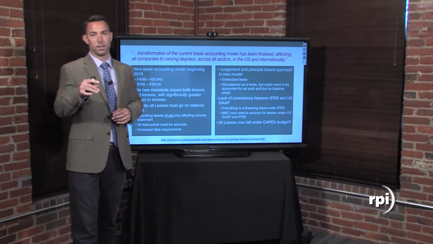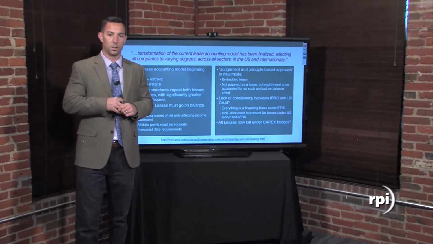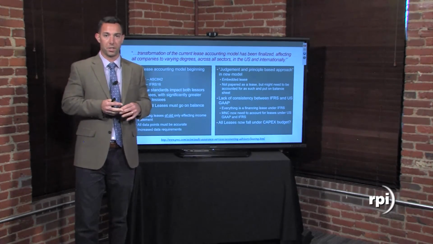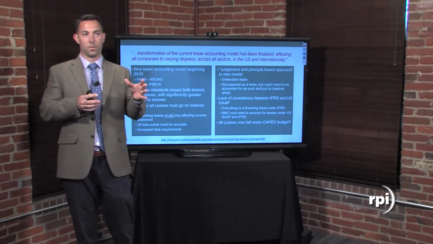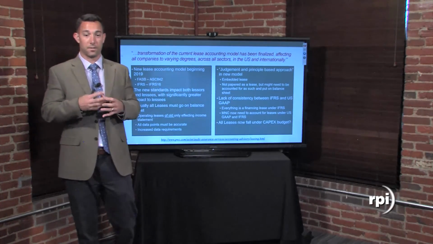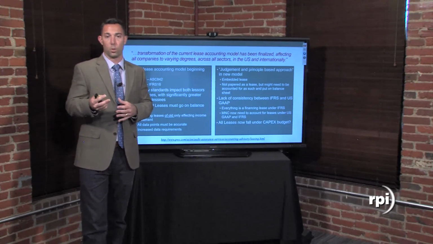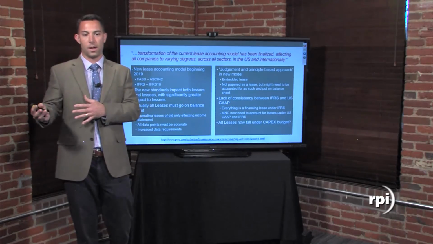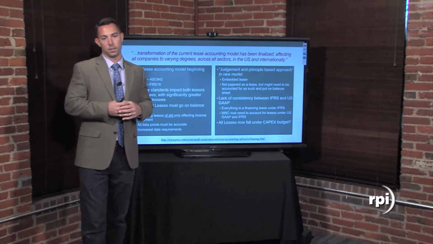There's a lack of consistency, though, between the way that the IFRS and the U.S. GAAP account for things. So if you are a multinational corporation, you might have additional lease work. Under IFRS, everything is a financing lease, whereas under GAAP, it's a little different. So you might have to do a little bit more work, if you do have operations overseas, to account for your operating leases.